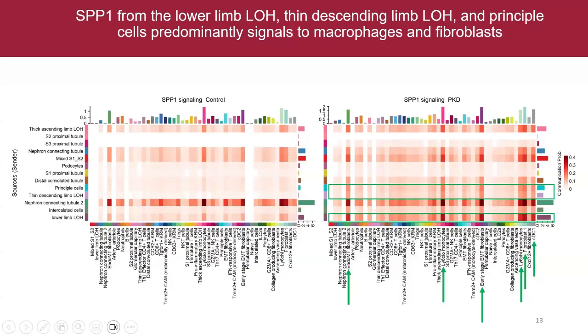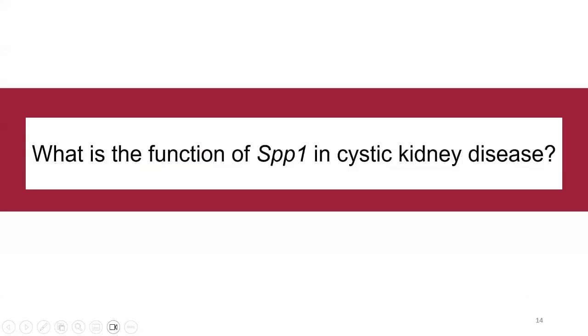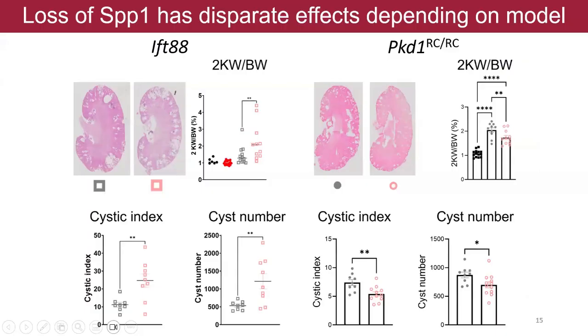So the next question we had with this project was, what is the function of SPP1 in cystic disease? What's it really doing? In order to address this, we used 2 different mouse models, our IFT88 mouse model and our PKD1 RC mouse model, and crossed them to an SPP1 knockout mouse. Interestingly, when we crossed the IFT88 mouse model to these SPP1 knockouts, we saw an increase in kidney weight, body weight, cyst index, and cyst number. However, in our PKD1 RC mouse model, we actually saw a decrease in kidney weight, body weight, cyst index, and cyst number.